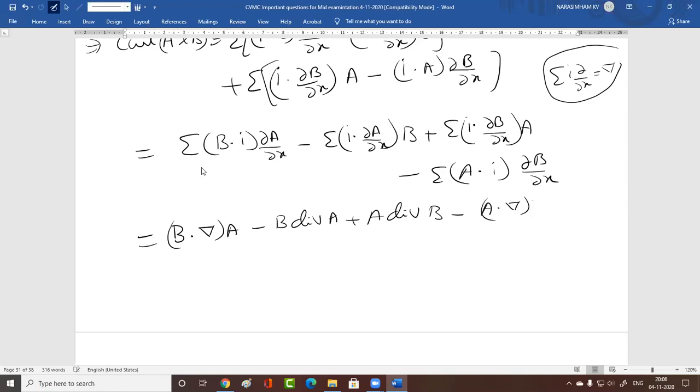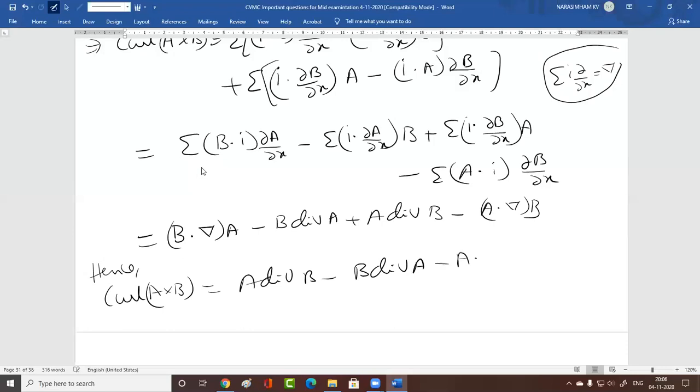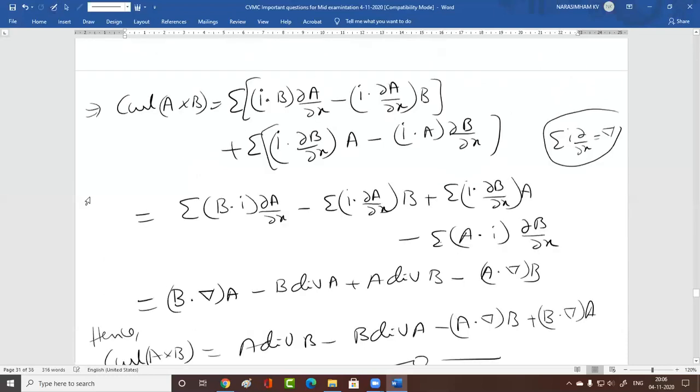So finally, curl of A cross B equals A divergence of B minus B divergence of A minus A dot del B plus B dot del A. So very easy result. Okay, easily you can find the result.